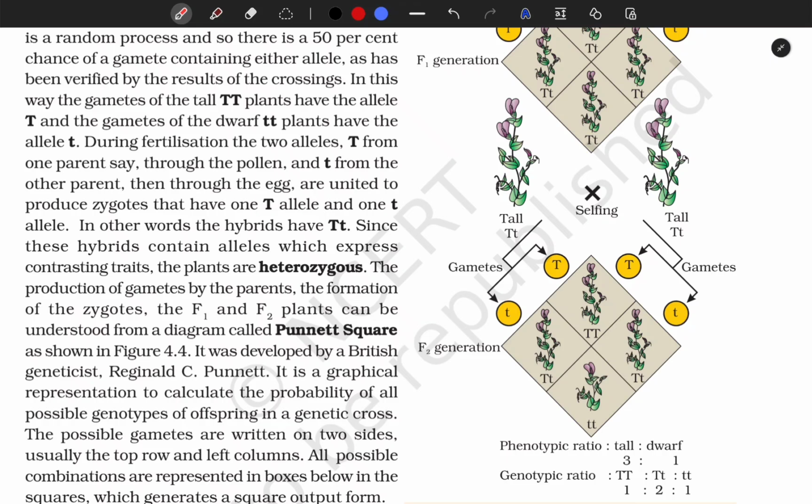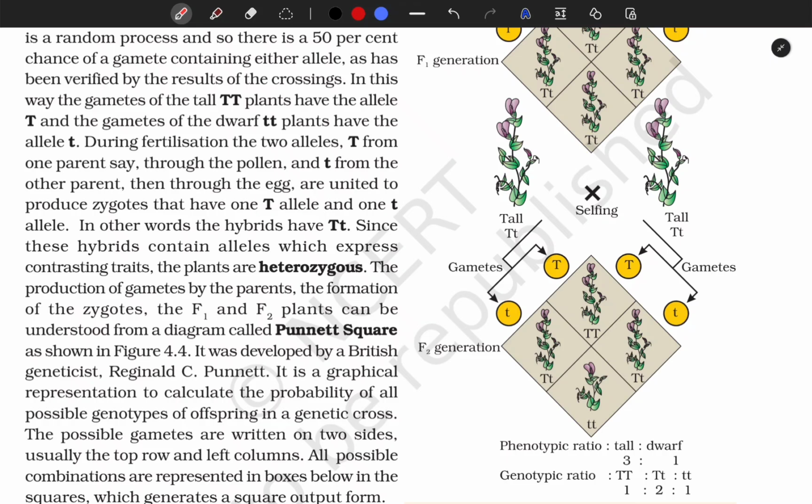During fertilization, the two alleles, capital T from one parent, say through the pollen, and small t from the other parent, through the egg, are united to produce zygotes that have one capital T allele and one small t allele. In other words, the hybrids have capital T small t. Since these hybrids contain alleles which express contrasting traits, the plants are heterozygous.